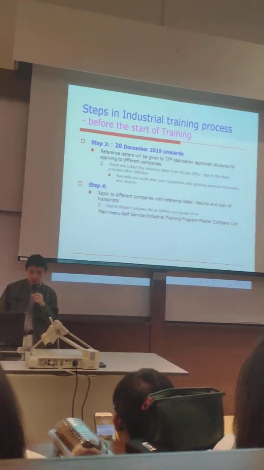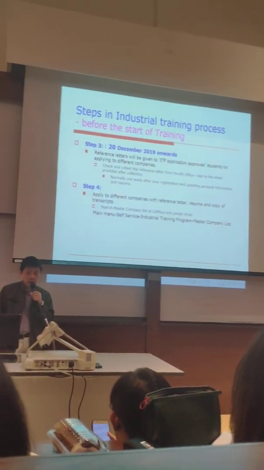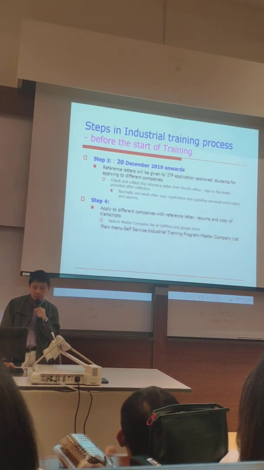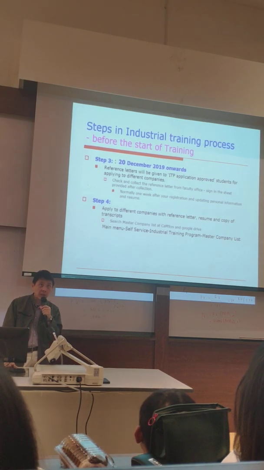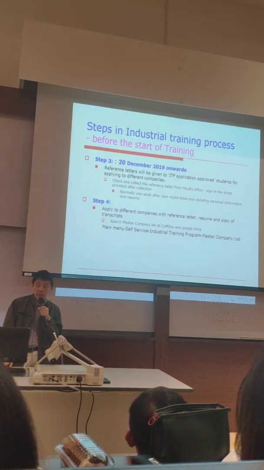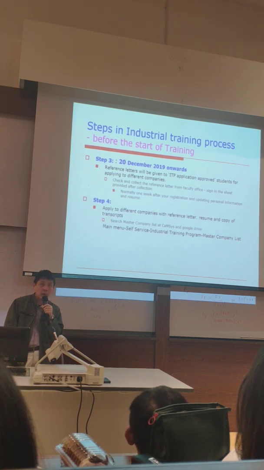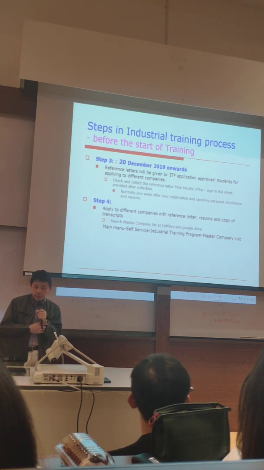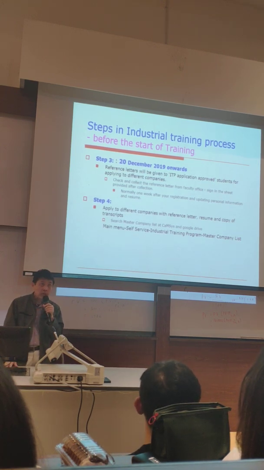Okay, step number 3. Okay, around 1 week after you apply for ITP, 20th December onwards, the committee will issue you the reference letter. So where to get your reference letter, right? You can collect it from SCI General Office. Once collected, please sign on the list provided. Okay. Then step number 4, you can use the reference letter to apply to different companies.